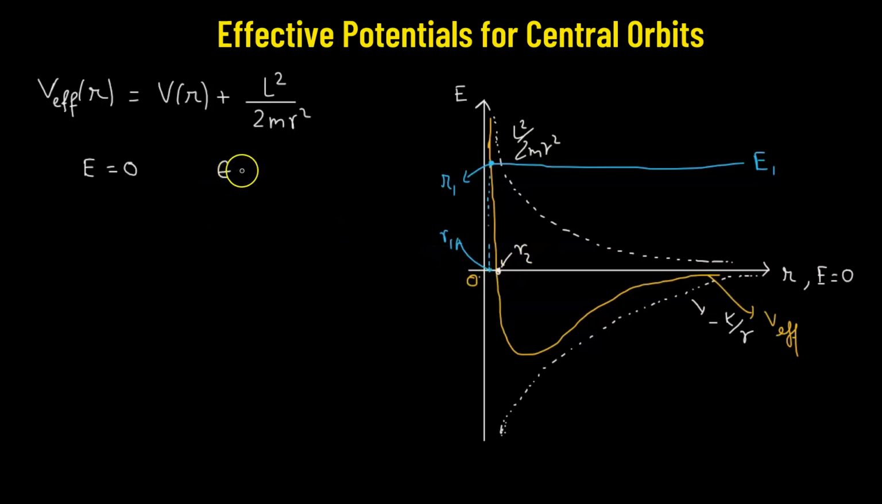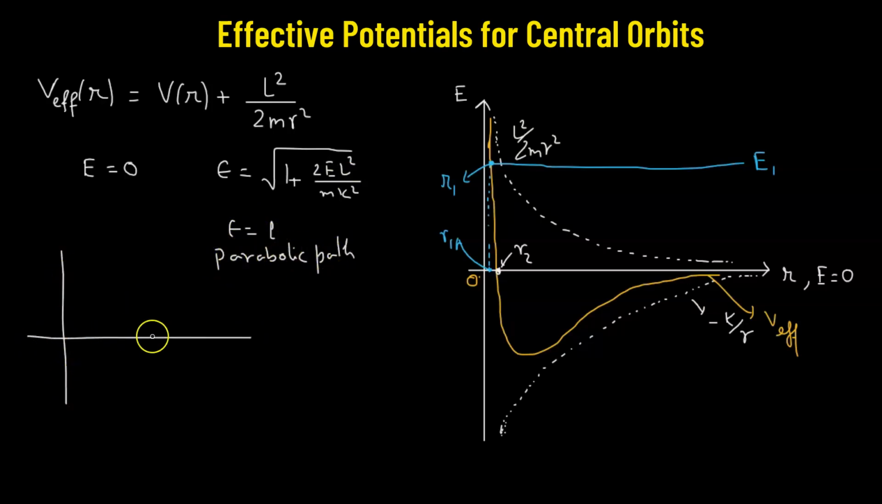So when E equals 0, epsilon will be equal to 1, and this is a parabolic path. So we have R2, which is the distance of closest approach. This is the force center. The particle is going to come towards R from infinity to R2 with a certain velocity. Then it's going to hit the centrifugal wall, change direction, and again move towards infinity.